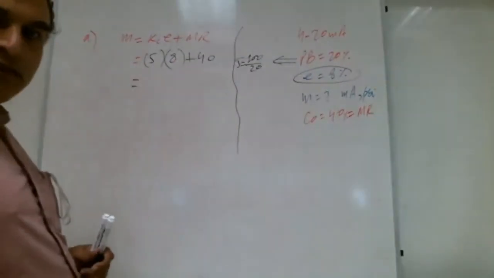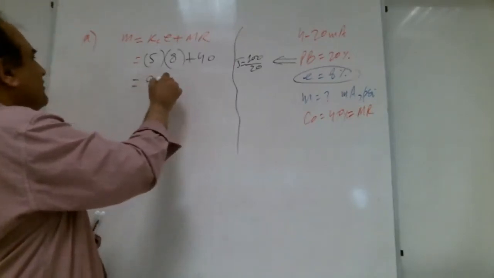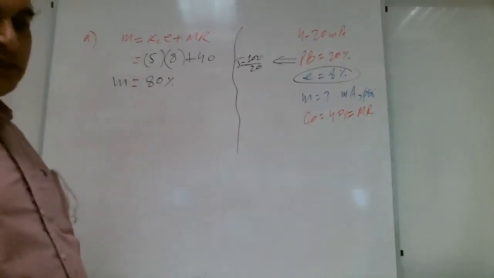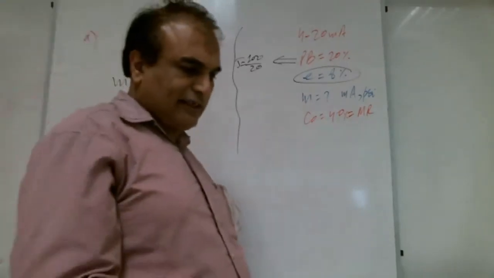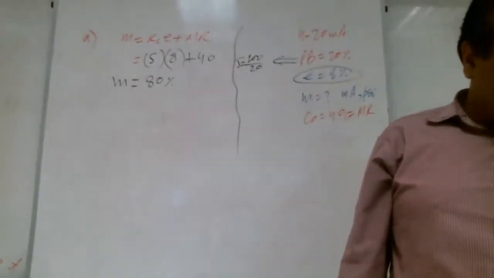What is the answer, Shabab? 80%. A lot of brothers are writing 80%. Very good. So output of the controller is 80%. Very good, Shabab. Very nice. Yes, brother, please read the part B.